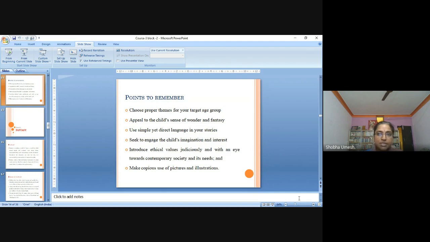For the present generation, we can't write the stories of the 60s or 40s because they will not be interested in that. Also, make copious use of pictures and illustrations. You have to keep in mind that there should be some pictures which illustrate or talk about the particular incident. In that way we have to keep the attention of the child in the story.